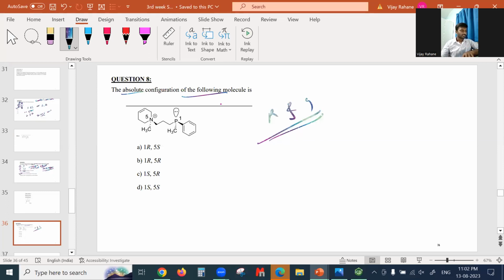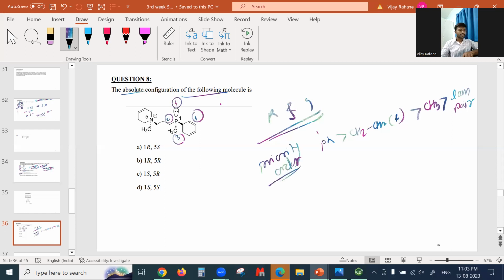If you want, I'll give the numbering here as well. The first is this group, the side chain will be second, and this methyl will be third, and the lone pair will get the fourth priority. The CH2 group will be the second priority, then the CH3 and the lone pair. So this is the priority order: first, second, third, and fourth. And based on that, you can give the R and S nomenclature.